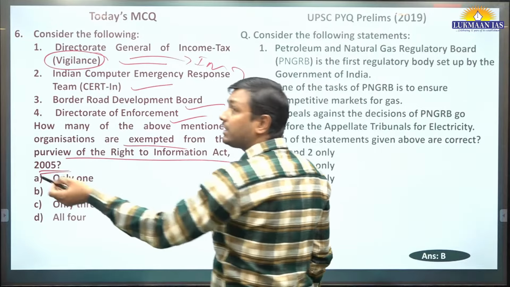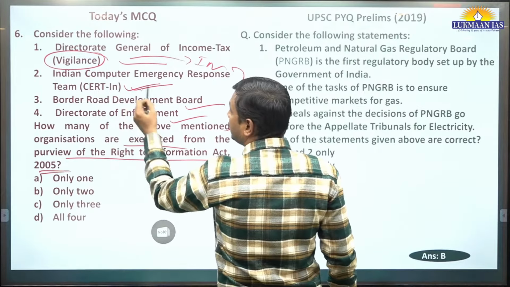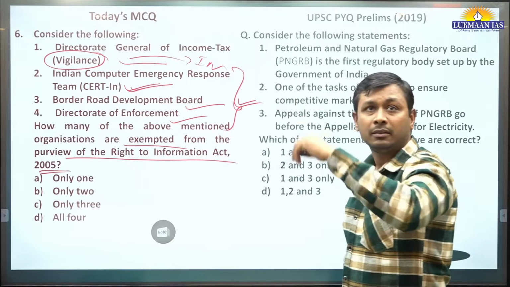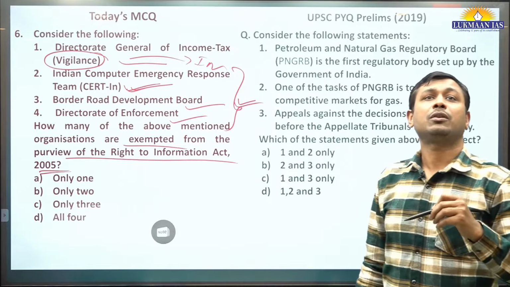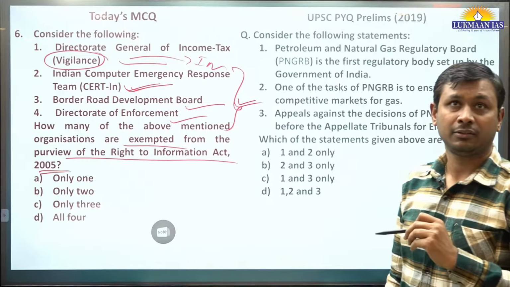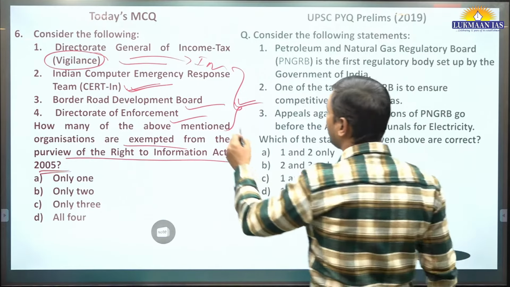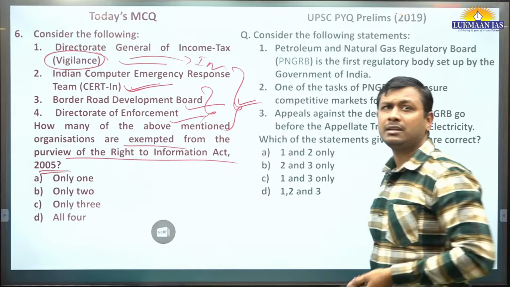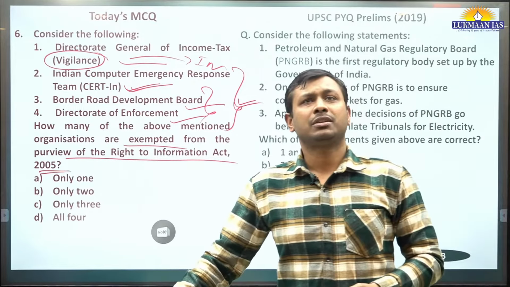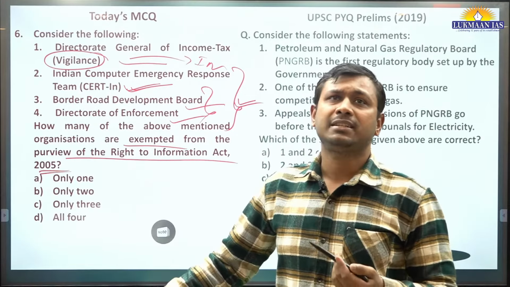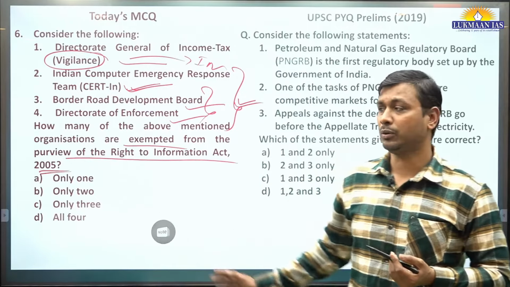Recently, the context of the question is that CERT has been included in the second schedule of the RTI Act. So that is the context, and the others were already existing. So IB, paramilitary institutions, intelligence agencies, and security agencies are included in this.